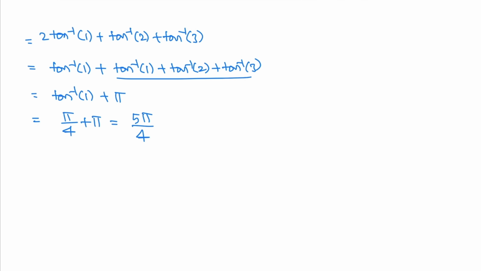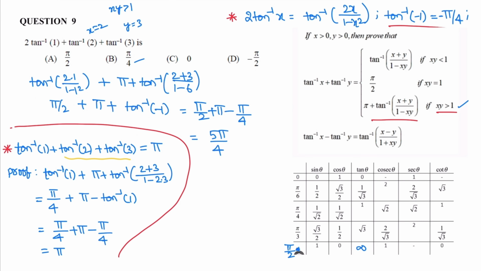Tan is positive in the third quadrant. The value of tan 5 pi by 4 is the same as tan pi by 4. So we can choose the answer as pi by 4, but the exact answer is 5 pi by 4.